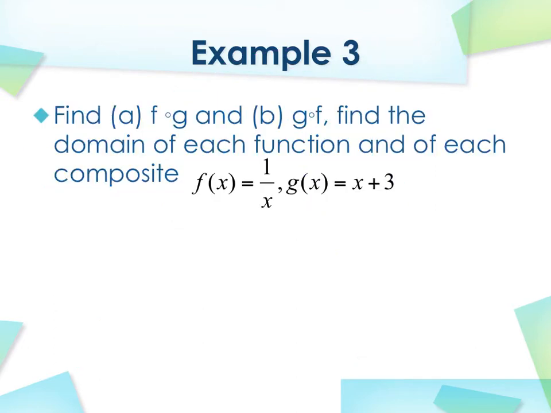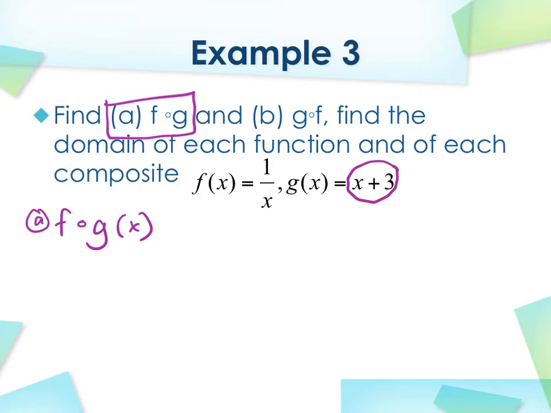All right, so let's do ones with actual equations. This says find A, f of g, B, g of f. Find the domain of each function and of the composite, all right? I'm just going to do f of g first. So A is f of g. Technically, there would be an x there. There's no number here, which means I have to take g of x and plug it into f of x. So f of g of x would be 1 over x plus 3.